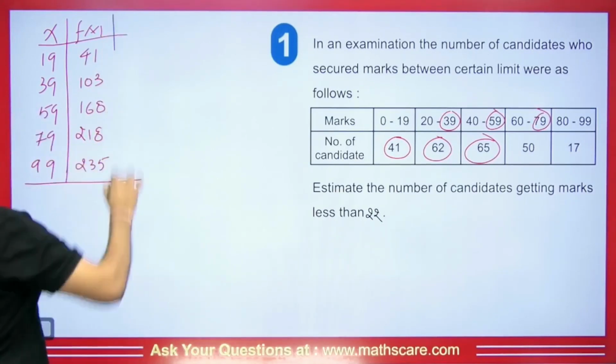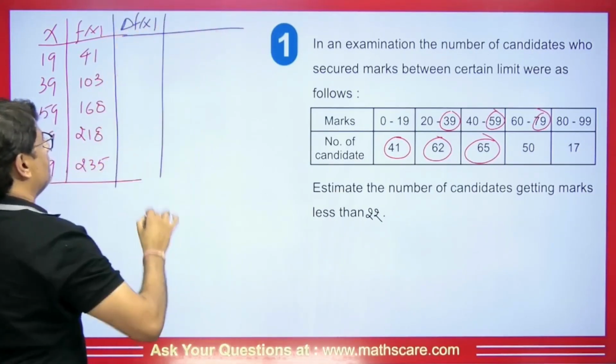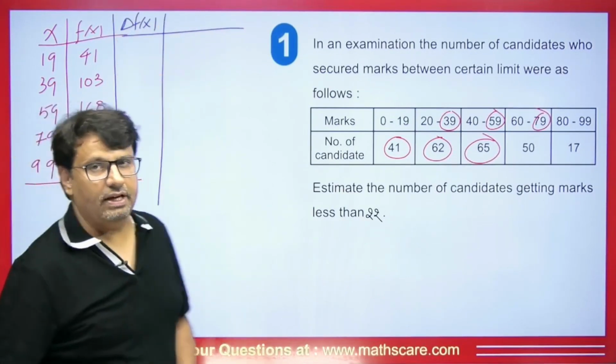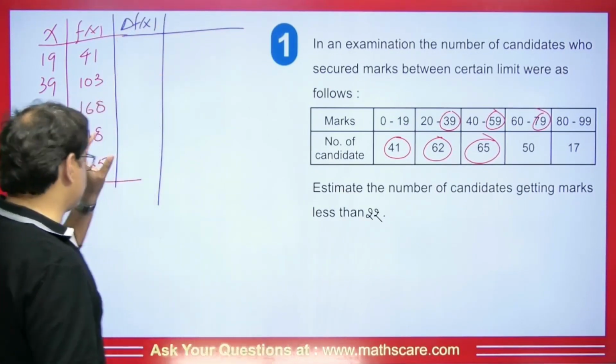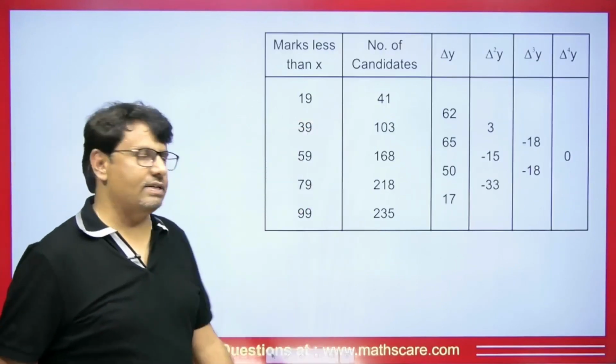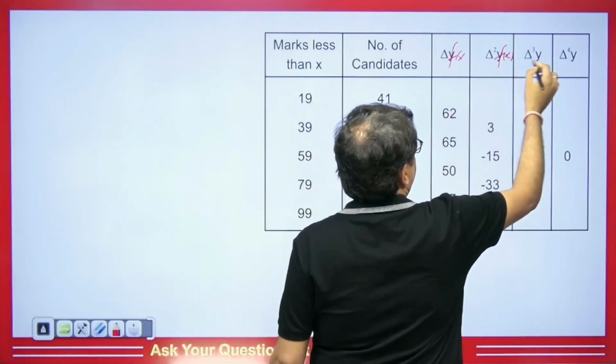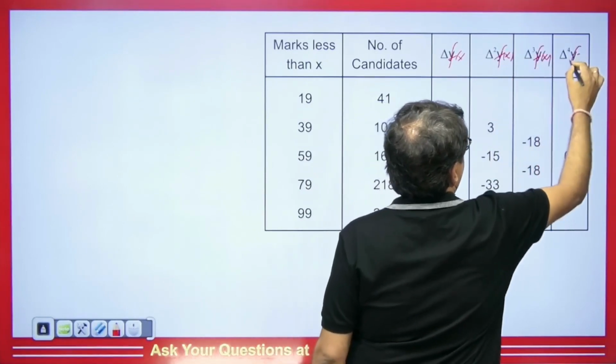Now here we will create the difference table. From here we will get the value of del fx, and del square fx, del cube fx, we will calculate the values of all these. Students, the table we will create is this. So you can see we have its table here. I will write fx here, and this is fx, and this is fx.